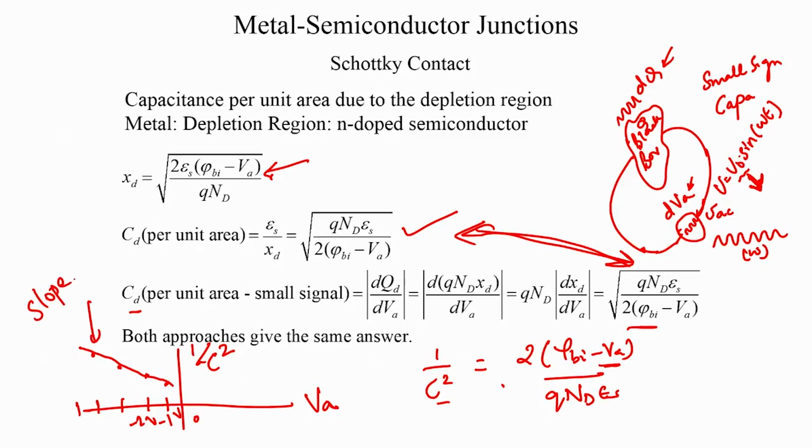So, this is a straight line, and the slope of the straight line has to be -2 by Q ND epsilon s. Therefore, if I have this experimental result from my capacitance measurement, I can extract what my ND is. So, even though ND was decided at the time of fabricating your device, we can measure out what ND is. It is a useful point to remember.